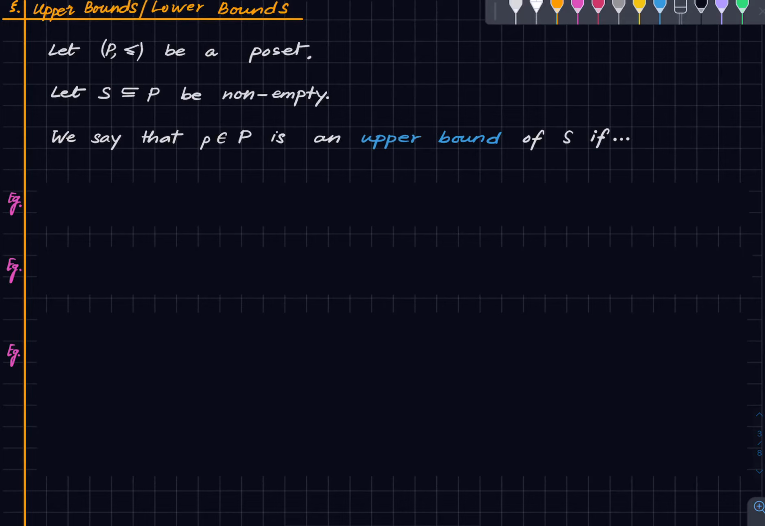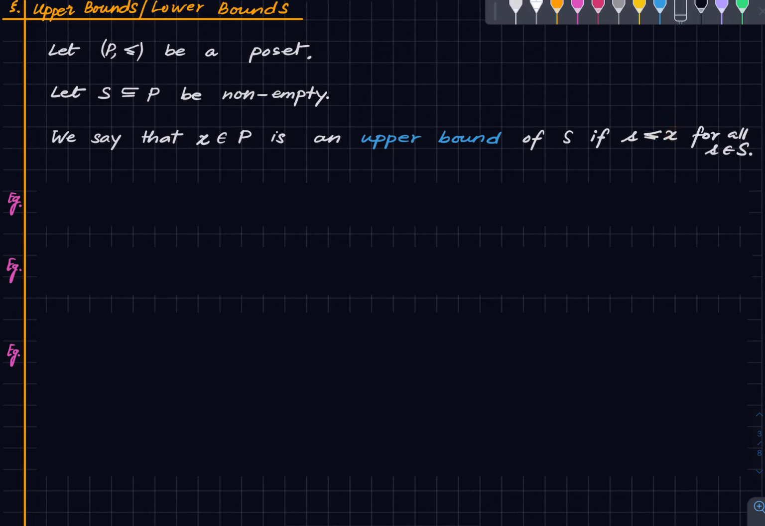Right, so first we will discuss what is an upper bound to a subset of a poset. So fix a poset and fix a non-empty subset S of the poset. Then we say that an element x is an upper bound of the set S if x dominates every element of S. It's a very natural definition. Basically, it is sitting above everything in S in some sense.